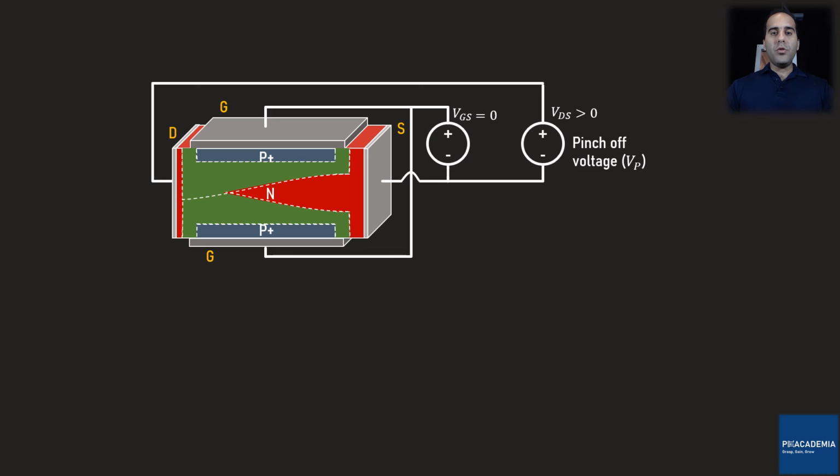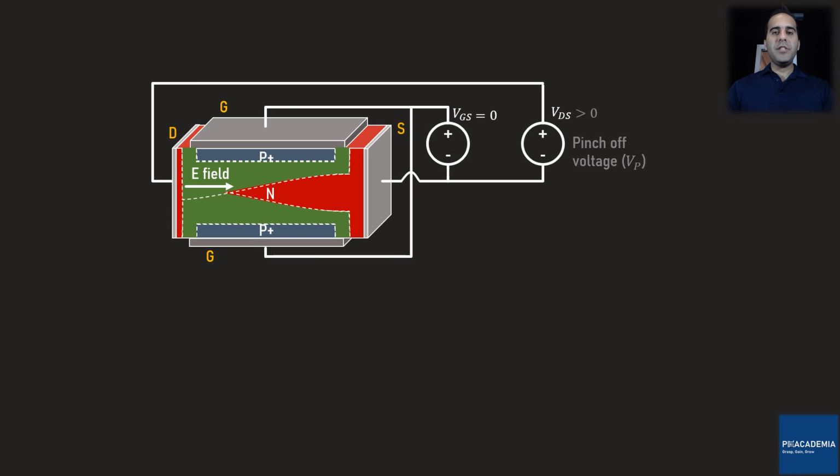Above the pinch-off voltage, there is an electric field on the left and right side of the pinch-off region. When electrons get close to this electric field, they are captured by the field, accelerated, and then jump to the other side through the pinch-off region.